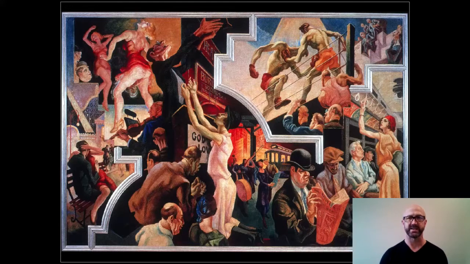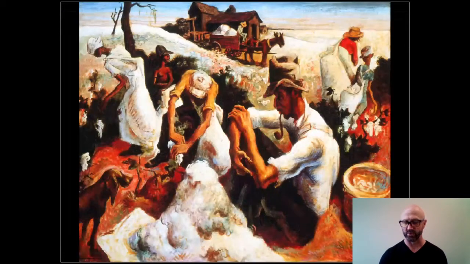You see the activities of the city, right? Dancing, kind of burlesque dancing, some forms of preaching, lots of business activities, riding the subway, boxing, and kissing on the benches and so forth. This is what his world looks like. That's what he's saying. This is America today. Or if you go to the South, you can see him extolling the virtues of the simple pastoral life. This one's called Cotton Pickers, right?